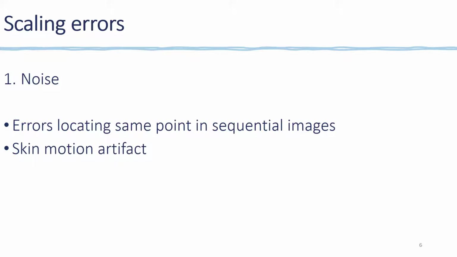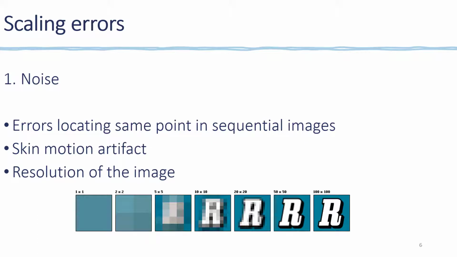If you're recording with the motion capture system and you're placing those little markers on someone's body, it's also possible that their skin moves while you're recording, and this would change the location of that little marker and therefore the position. This is known as skin motion artifact. And the last scaling error that's caused by noise is the resolution of the image. So the resolution of the image is like the image quality. It's the amount of pixels or the amount of little tiny squares that are captured by the camera. And the more pixels there are, the higher the resolution, which means the clearer or better quality the picture is.